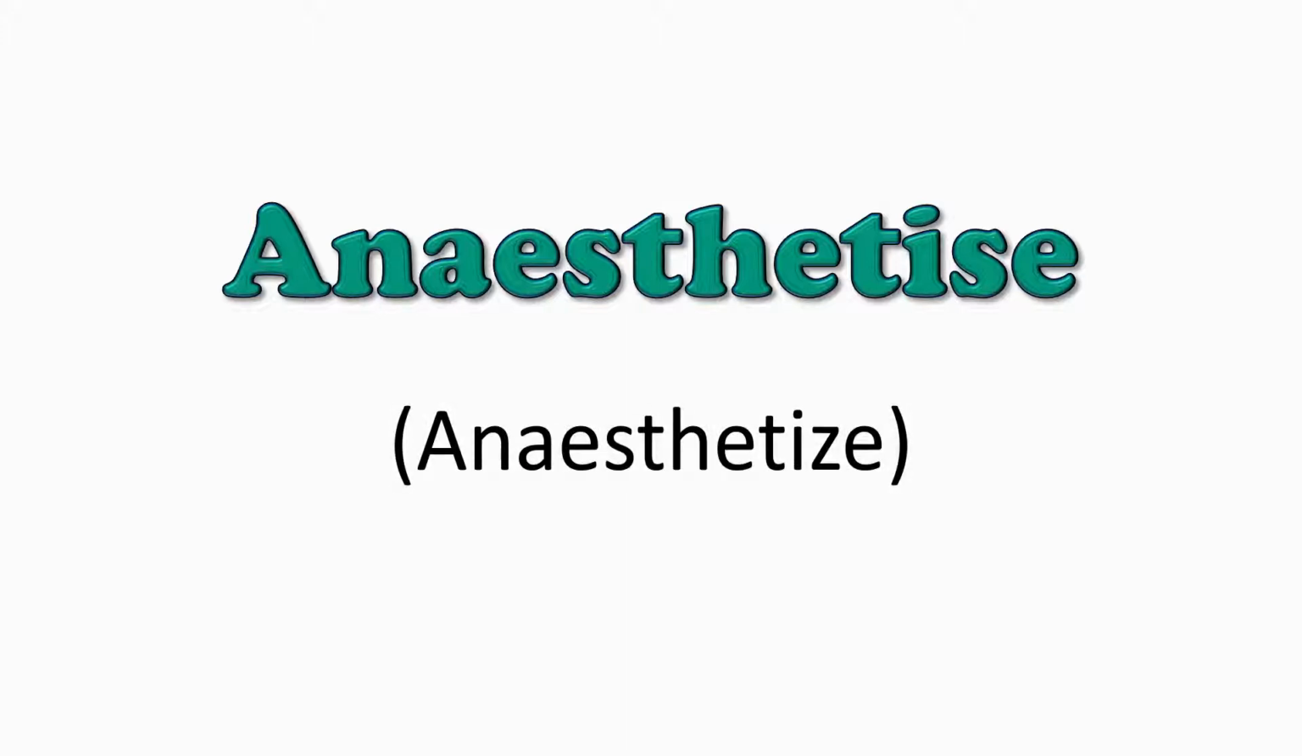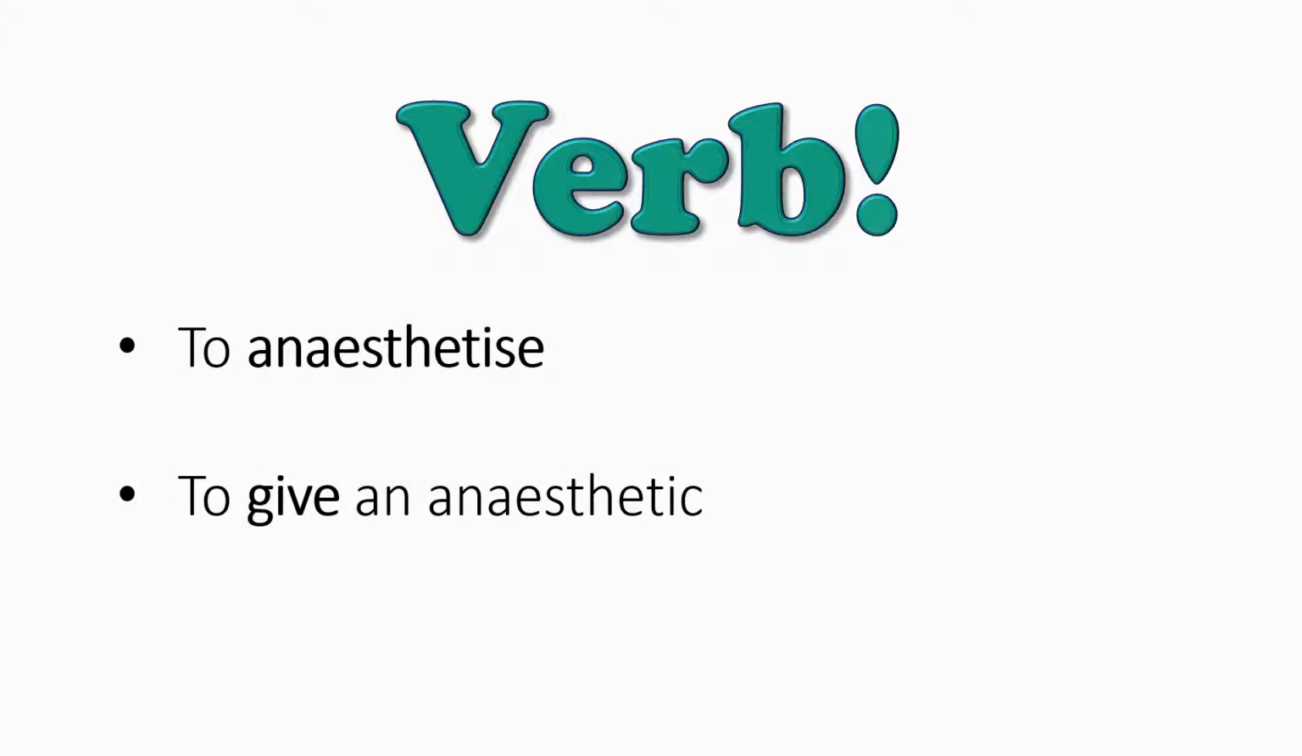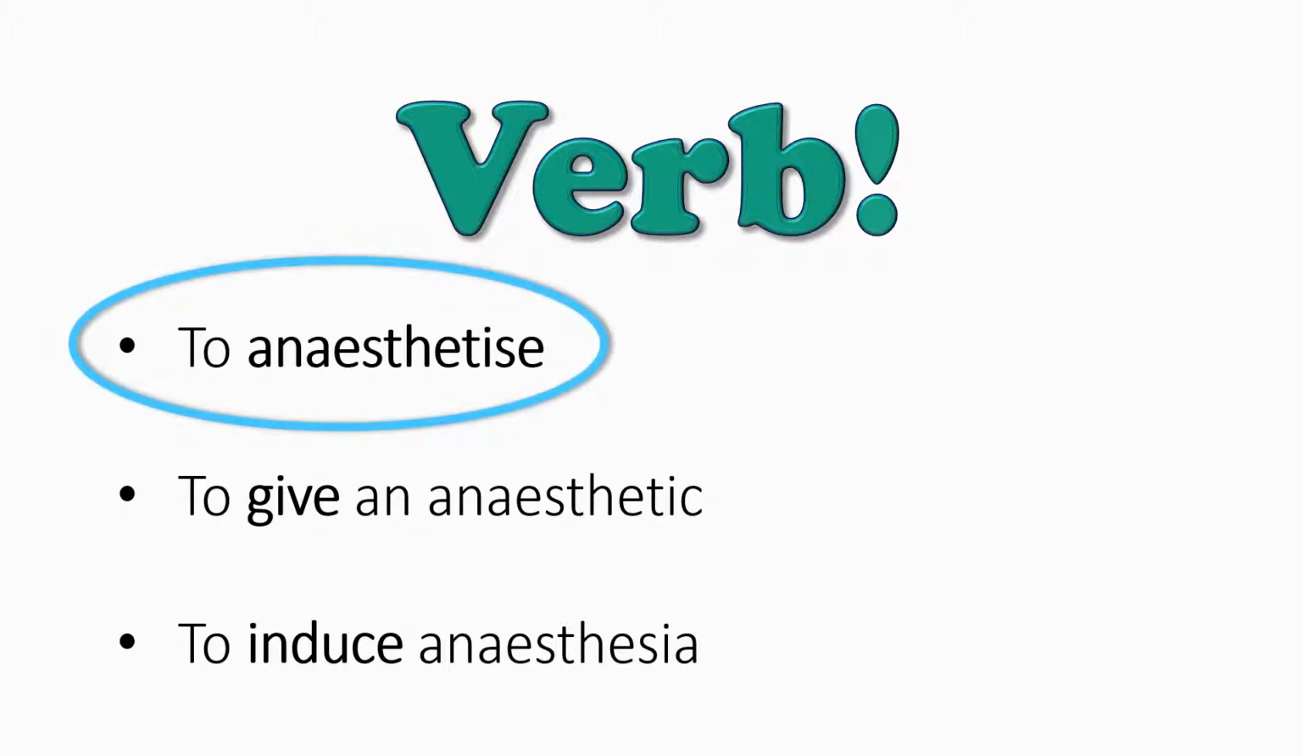For our next word, we will look at anaesthetize. This is pronounced very similarly to anaesthetist, with the stress again on the second syllable, anaesthetize. In North American English, this is spelt with a Z, but still pronounced the same, anaesthetize. To anaesthetize is a verb. It describes the action. To anaesthetize. There are other ways you can describe this action, for example, to give an anaesthetic, or to induce anaesthesia. However, in my experience, you are most likely to hear to anaesthetize.